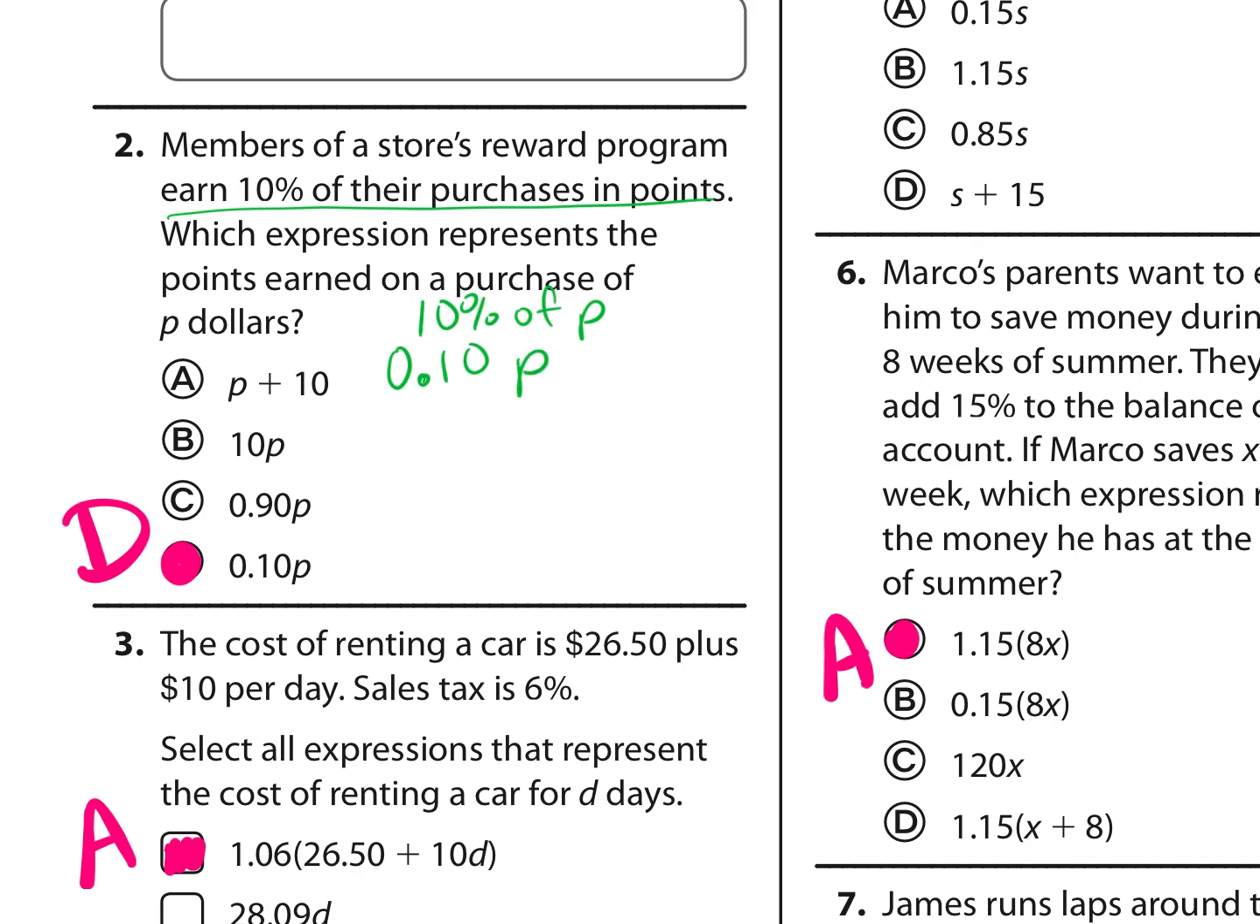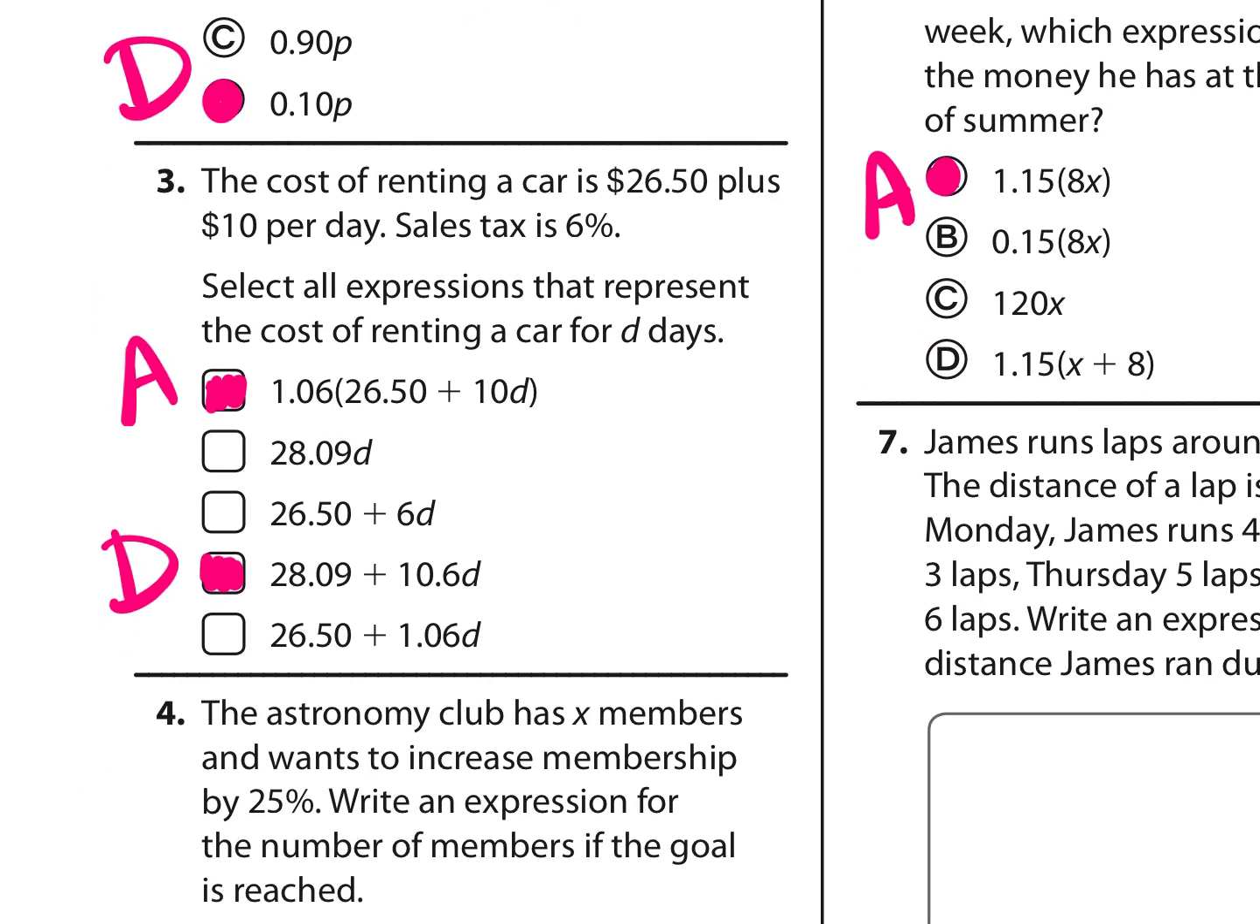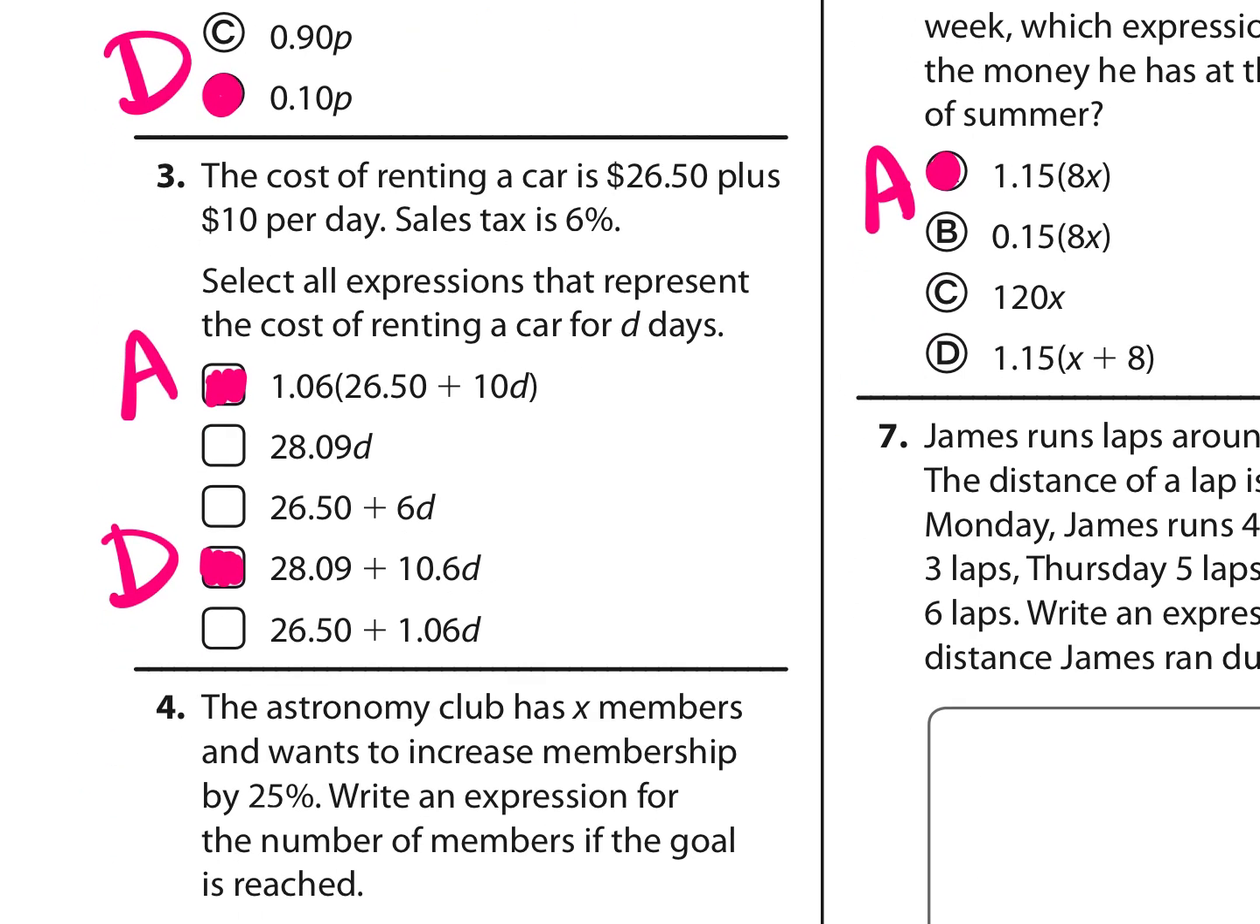Number 3. The cost of renting a car is $26.50 plus $10 per day. Sales tax is 6%. Select all expressions that represent the cost of renting a car for D days. Well, the sales tax is added to all the cost. So we look and we say, okay, that $26.50 occurs one time plus $10 per day. And we could use any variable. We'll use D since that's what they're using here.